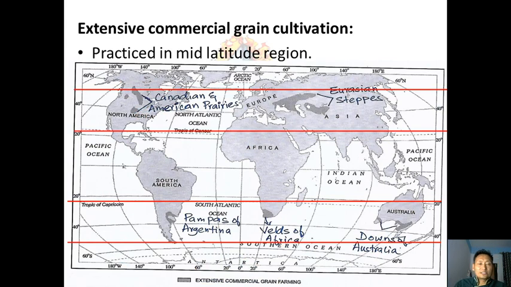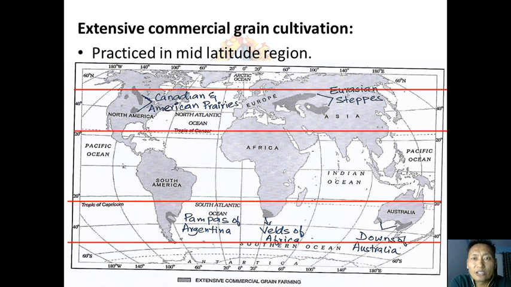So the next type of commercial agriculture that we are going to discuss here is extensive commercial grain cultivation. Here we have to understand what is meant by extensive. Extensive means the size of the agricultural land is very large, and because of that it is called extensive. The size of the agricultural land is very big, and mostly they are cultivating for commercial purposes.